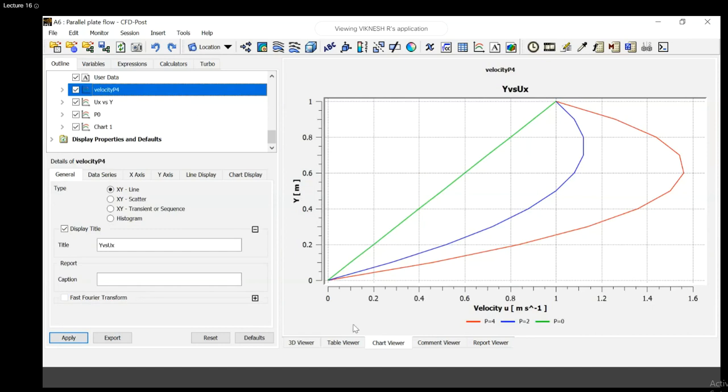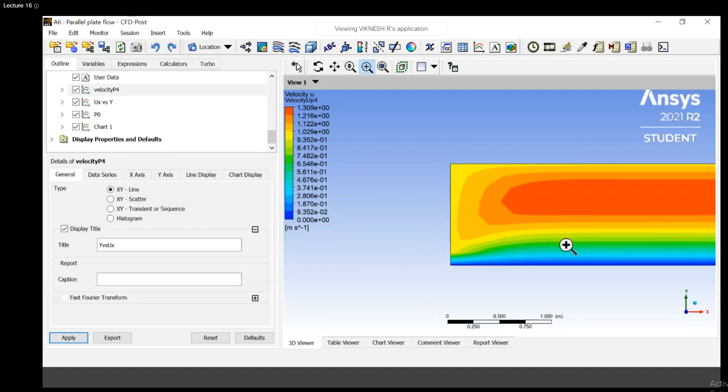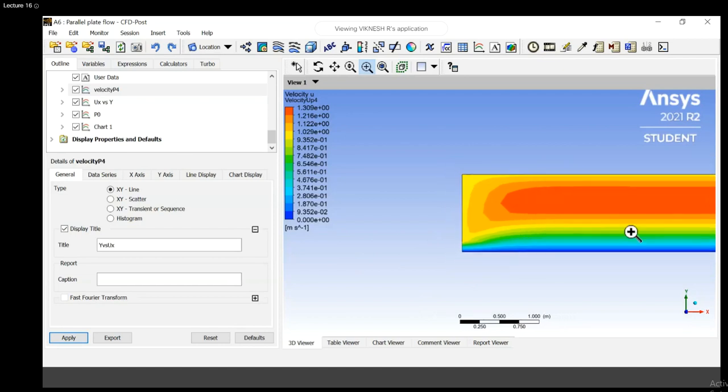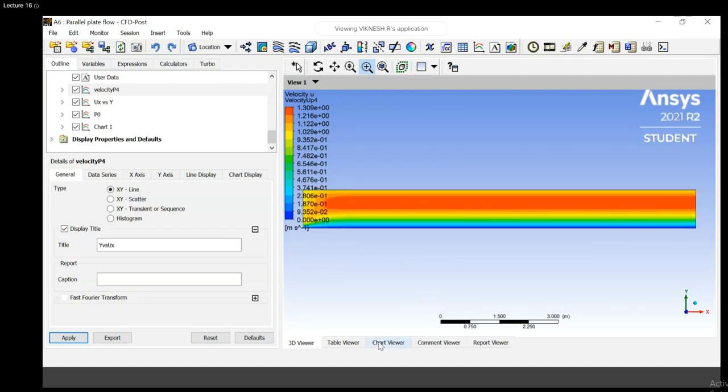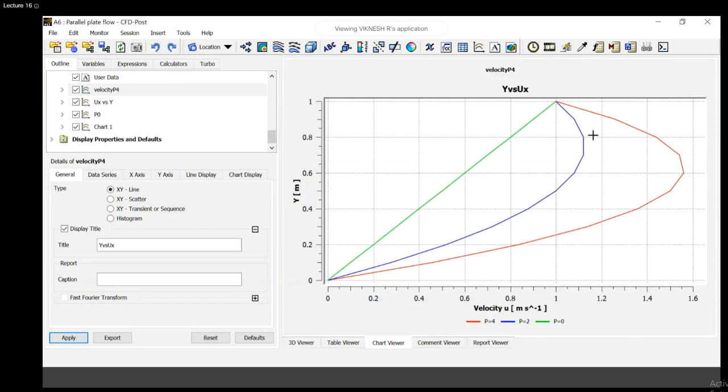It has come, sir. Or not? In the contour also, yesterday I showed you, sir, this one. It hasn't come. Okay, I'll check again. The plots are coming properly, sir. The only problem is that it is not merging.